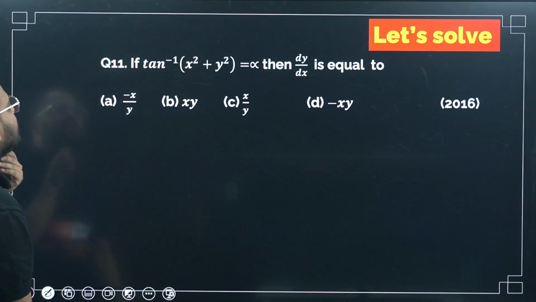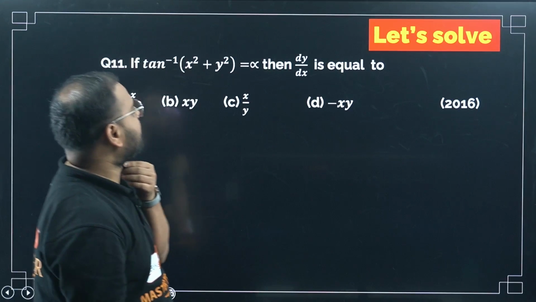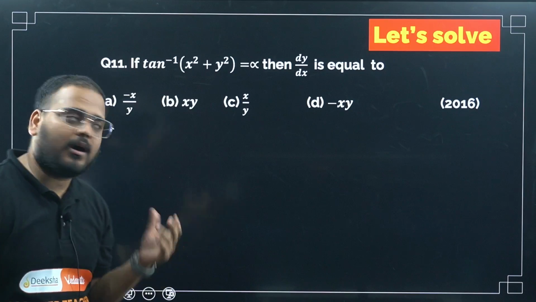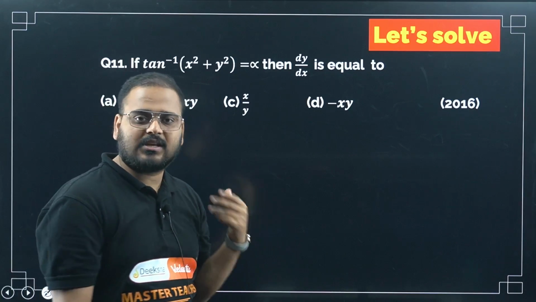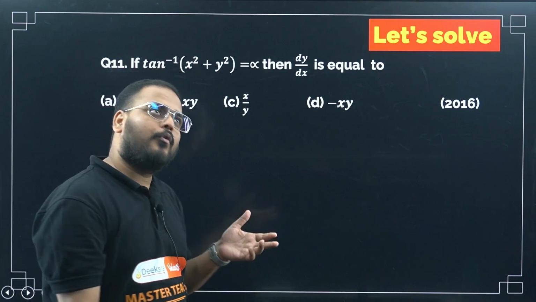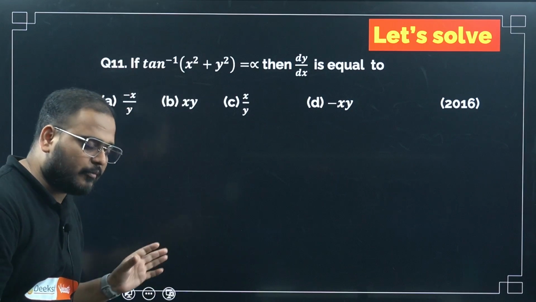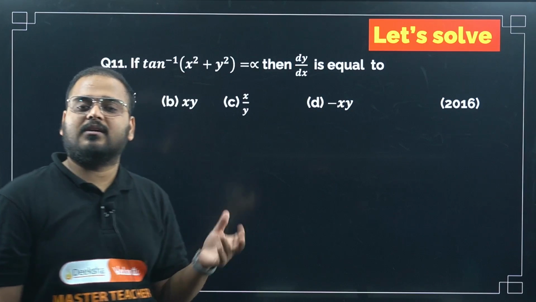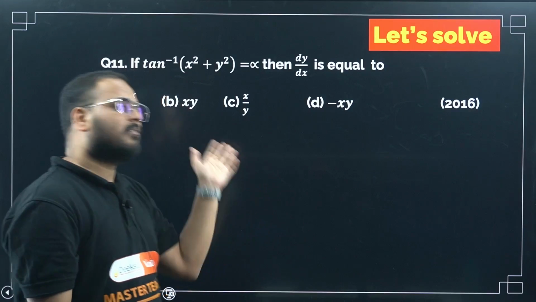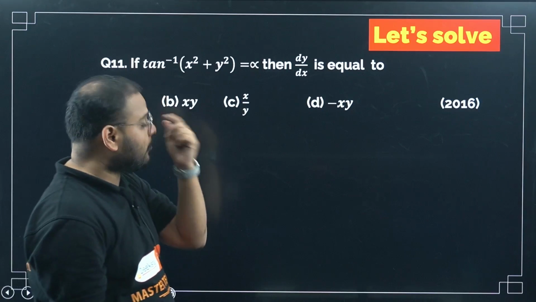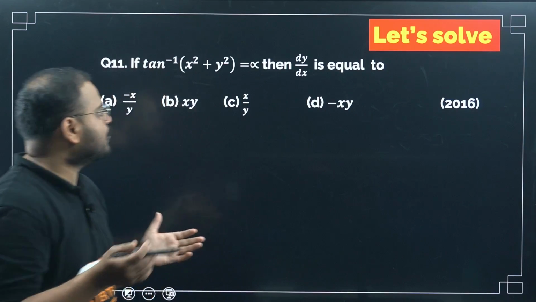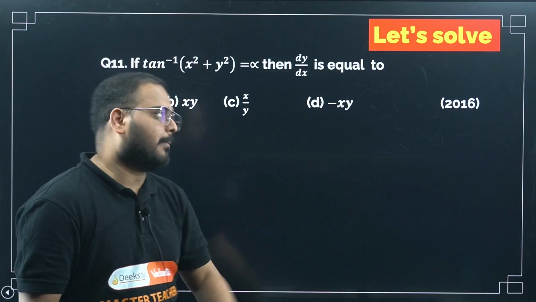11th problem: tan inverse of x square plus y square equals alpha, dy by dx is equal to? I have not taken all the PYQs, I have taken only some. Most other PYQs will come in your mocks. I think some of the questions from the PYQ will be in the 3rd mock with the continued differentiability, and the other one will be for the next mock. Every mock is coming with multiple chapters, so the second mock of this chapter will again come.